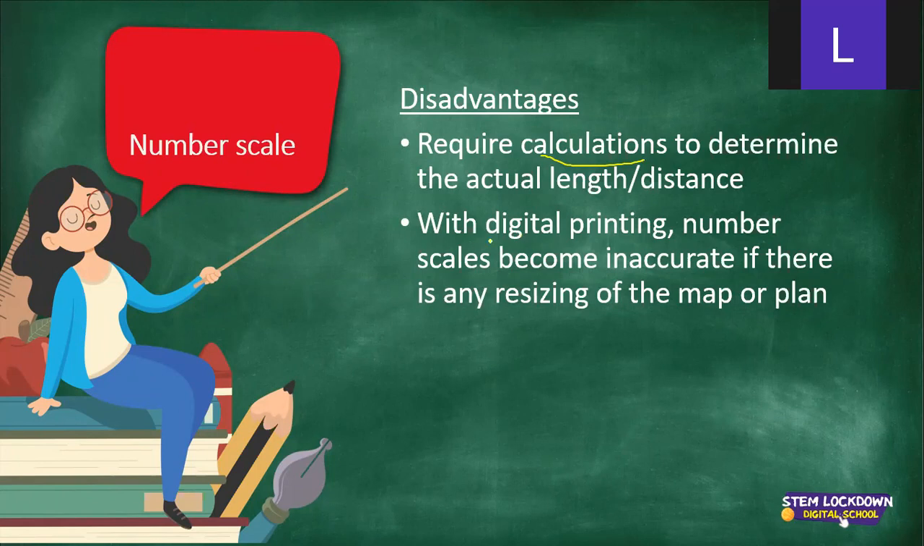Another disadvantage of a number scale is that when you're printing it out, if you enlarge or reduce the map, the scale becomes inaccurate. If the scale is, for example, 1:100, and I'm enlarging my map, then this will actually be wrong. When I calculate the distance using the scale, I'll get wrong values.